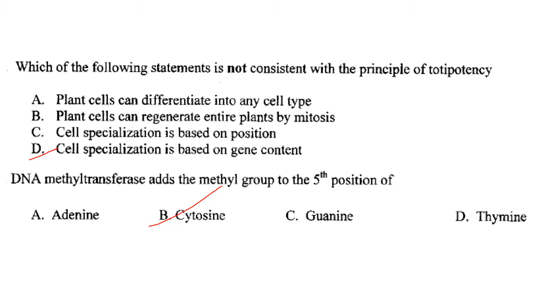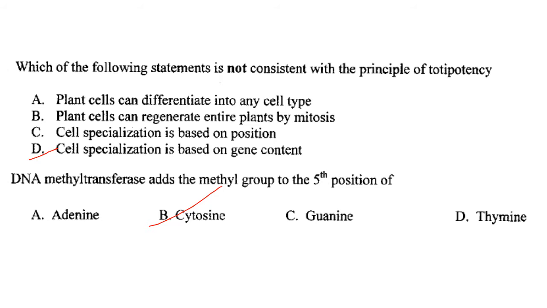So cell specialization or modification or differentiation is a process that occurs after cell division where the newly formed cells are structurally modified so that they can perform their function efficiently and effectively. So which is not consistent with the principle of totipotency is: cell specialization is based on gene content. So that is the wrong answer here, the incorrect statement here, and is the right answer.